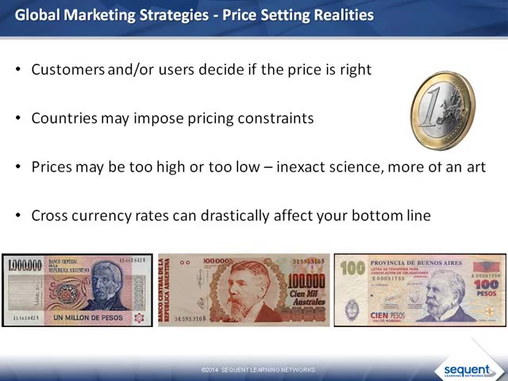And then, let's say you're going overseas. Let's say you're going to the developing world, or the BRICs, or the MINT, or the N11. You could have cross-currency rates that will drastically affect your bottom line. For fun, I've included an example that I actually lived a bit through. If you look at the bottom left, you will see a 1,000,000 peso note. That's 1,000,000 pesos from Argentina.